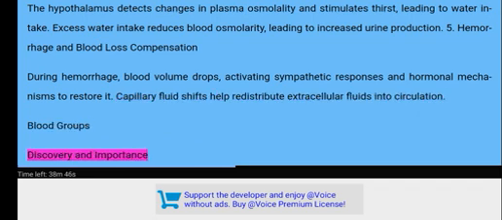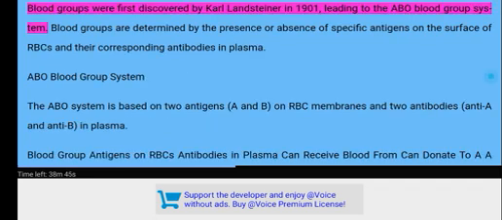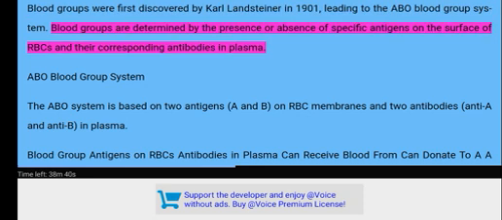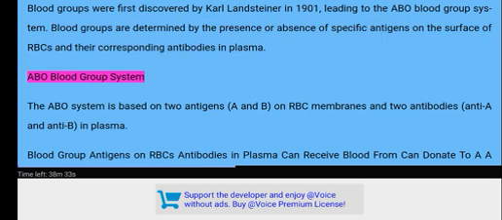Blood groups. Discovery and importance. Blood groups were first discovered by Carl Landsteiner in 1901, leading to the ABO blood group system. Blood groups are determined by the presence or absence of specific antigens on the surface of RBCs and their corresponding antibodies in plasma. ABO blood group system.